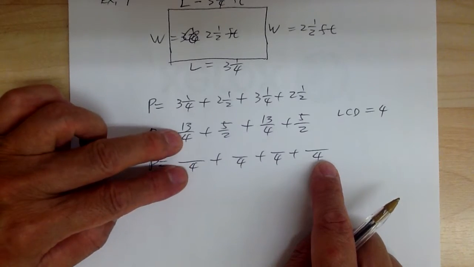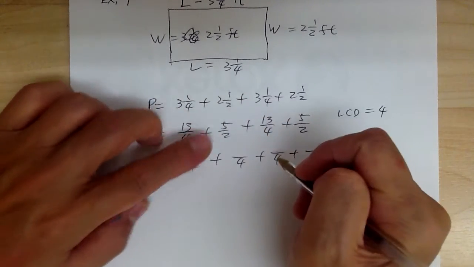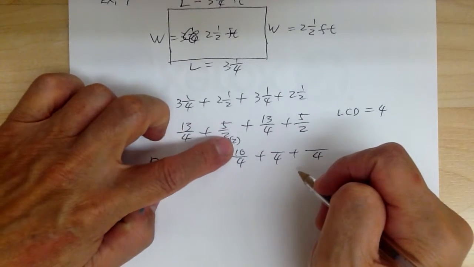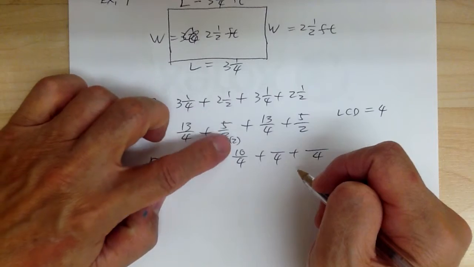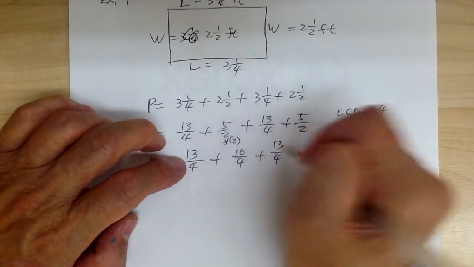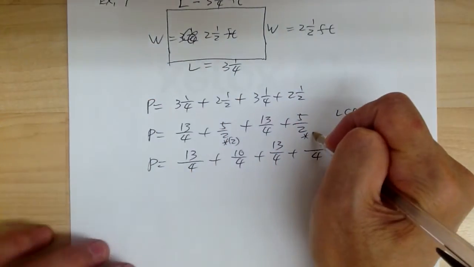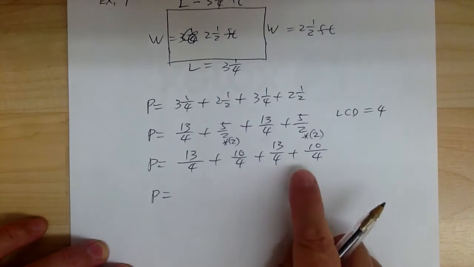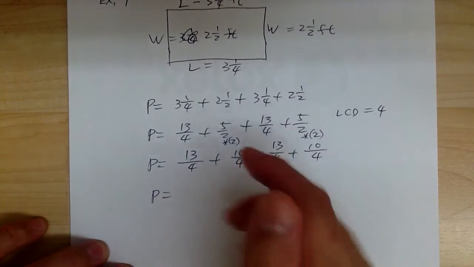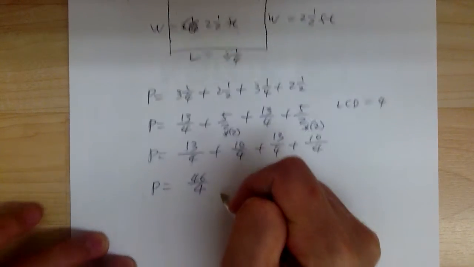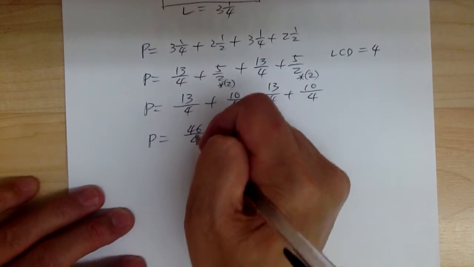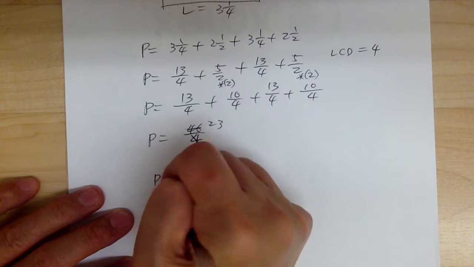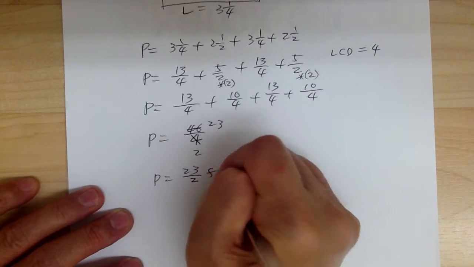So this one you don't have to do anything, so leave it, 13. This one you have to multiply by 2, so this becomes 10, right? 2 times 2 on the bottom gives you 4 on the bottom. 5 times 2 gives you 10 on the top. This one you don't do anything. This one you multiply by 2, so you get 10. So now you can add. This is 26, 36, 46. So it'll be 46 over 4. Then you have to simplify. Divide by 2, you get 2. Divide by 2, you get 23. So the answer would be 23 over 2, and the label is feet.